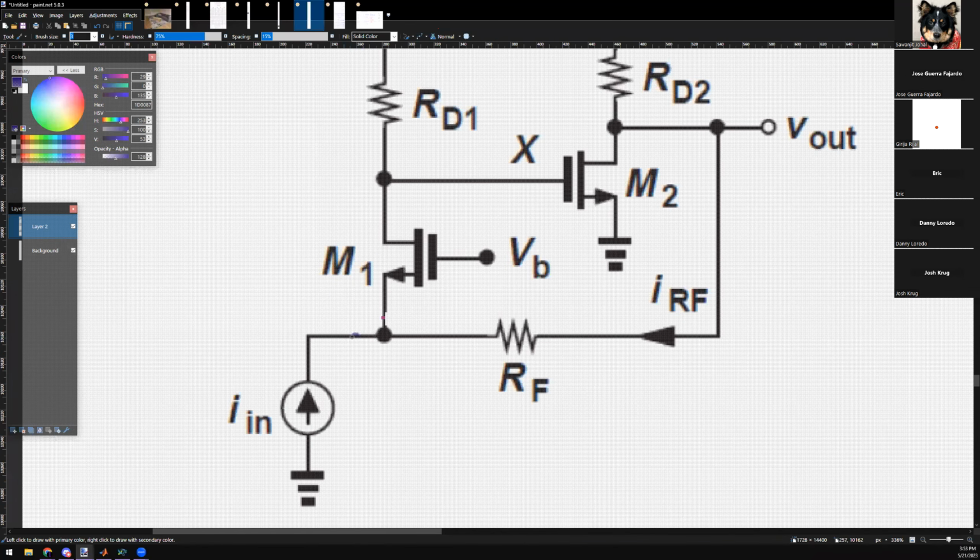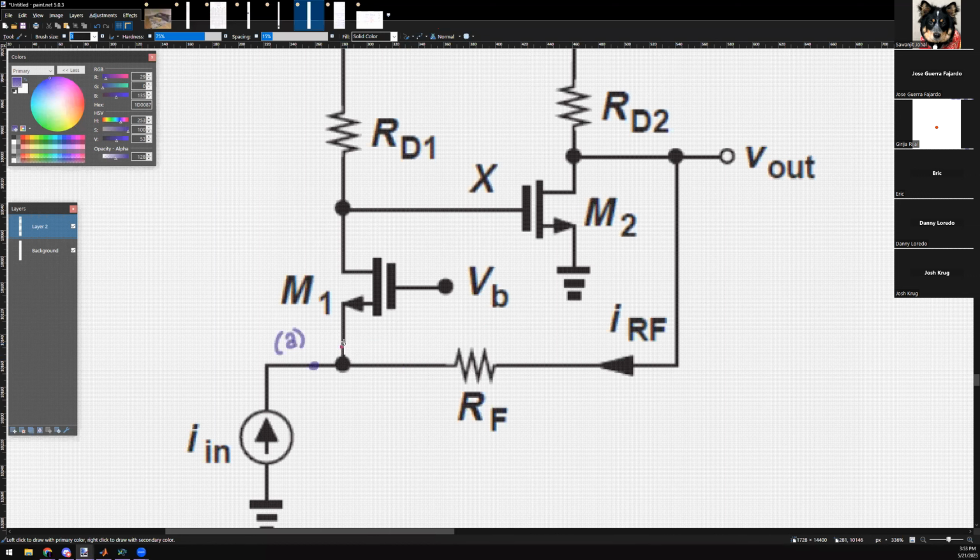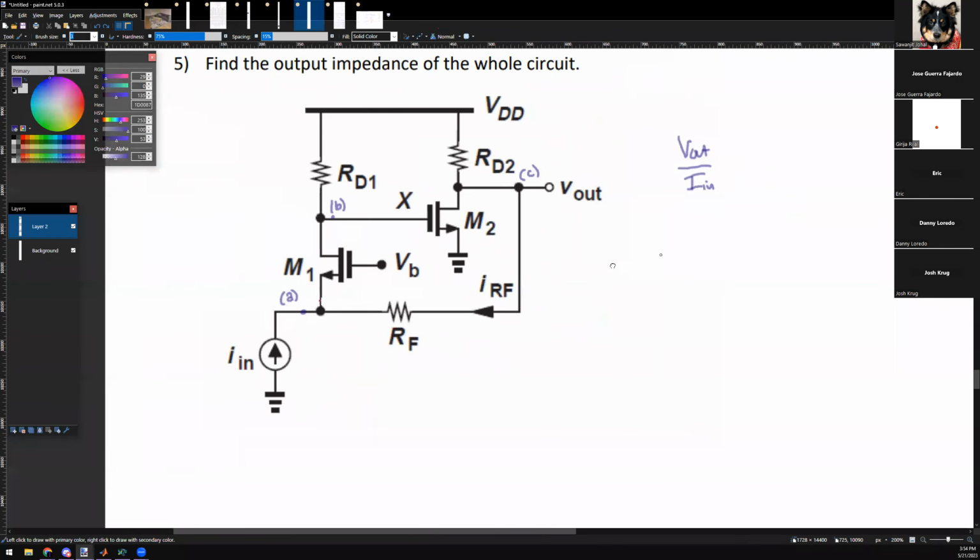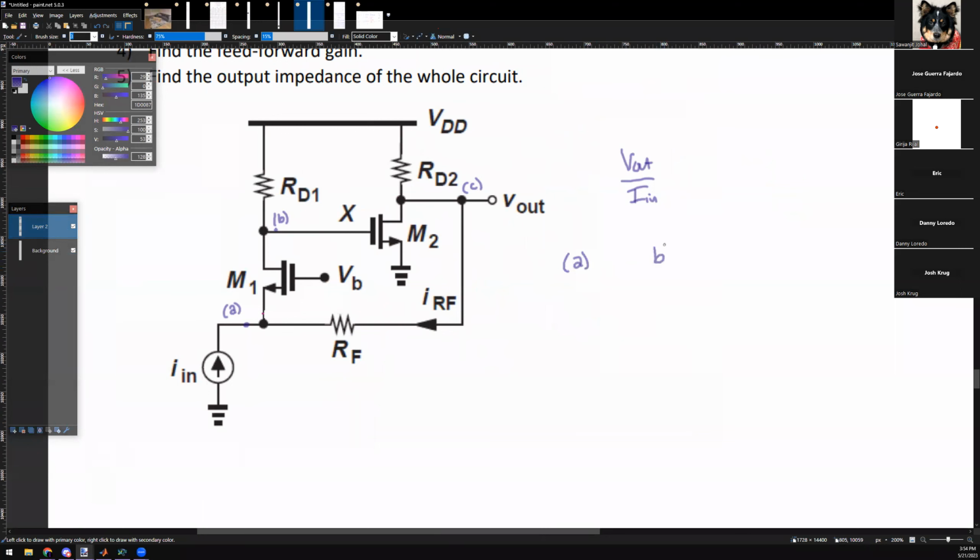Let's label the nodes. We start here. A is for apple. Which way do I go? Go up towards the source of M1. Why? Because you cannot go to the drain of M2. Correct. The drain of M2 cannot be the input. B is for bitch. C, where's C? C is for cunt. Yes, very good. And we go where? We go back to A, right? Yeah. Very good, I'm proud.